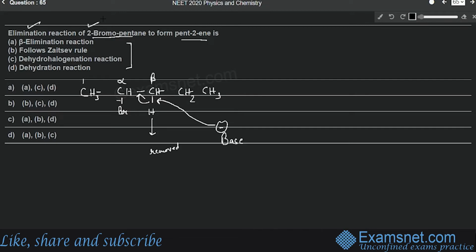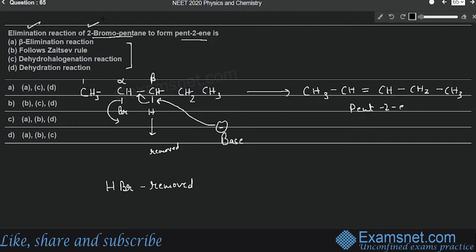So this bond will also move from here to here, breaking the carbon-bromine bond. So bromine will also be removed. That means hydrogen and bromine both are removed, that means HBr is removed. So what will be formed? We will get CH3, CH, double bond, CH, CH2, CH3. This is pent-2-ene. Now let's have a look at the given options.